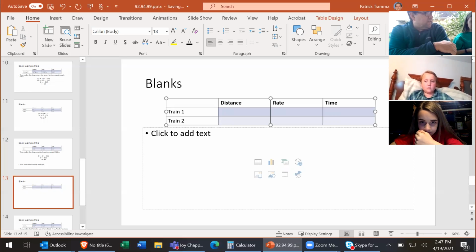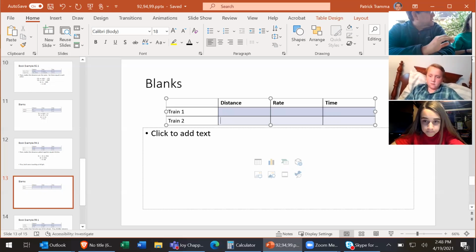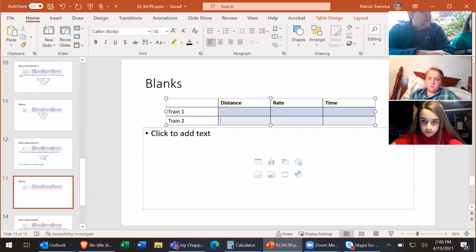Okay, so tell me how to fill in the box. Well, Mackinac and Toledo are 332 kilometers apart. So that actually doesn't go in the box. The box is just each train. That'll help us set up the equation afterwards.